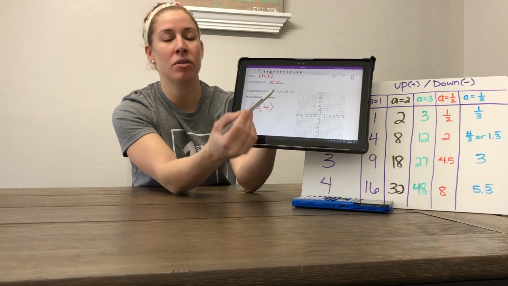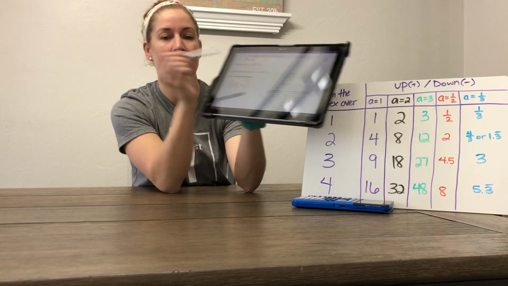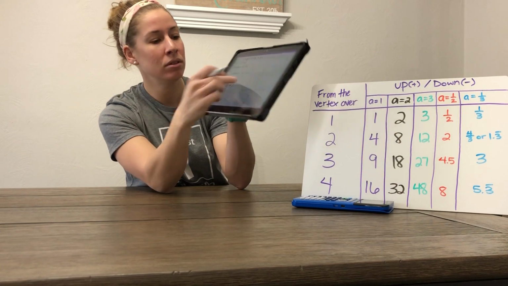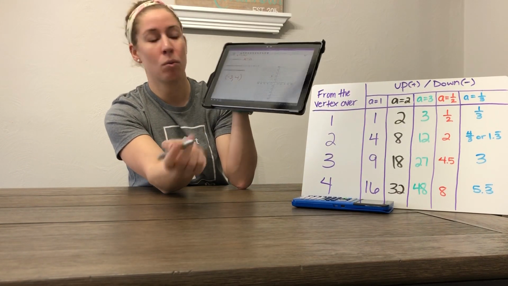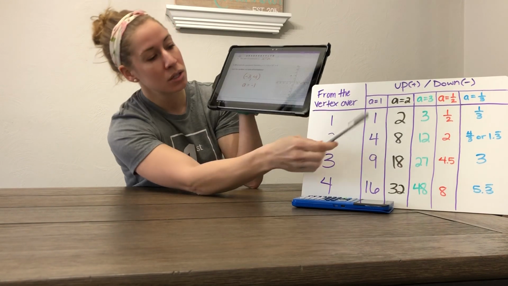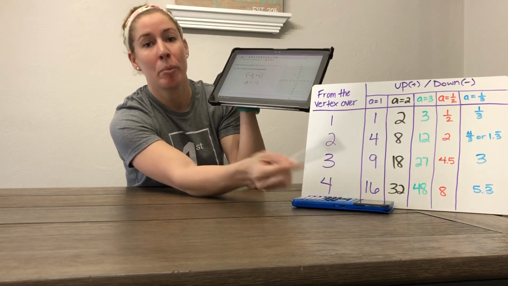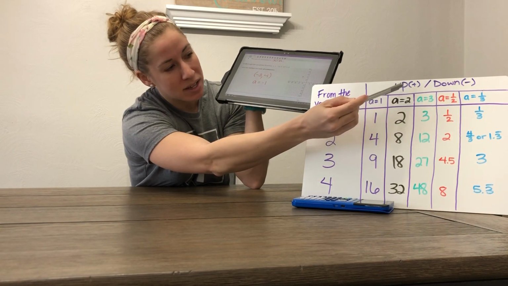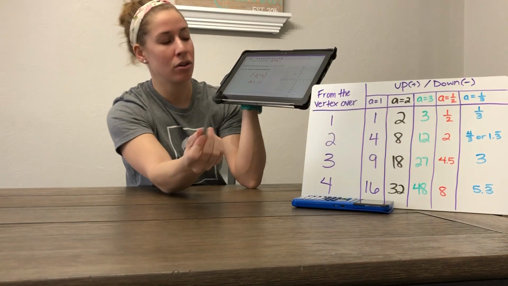And then because we knew the a value was negative, that is opening our graph down, and it is negative 1. So the vertex was negative 3, 4. A is negative 1. So we're following this purple pattern here, but upside down. So if a is positive, you're going up. If a is negative, you're going down.